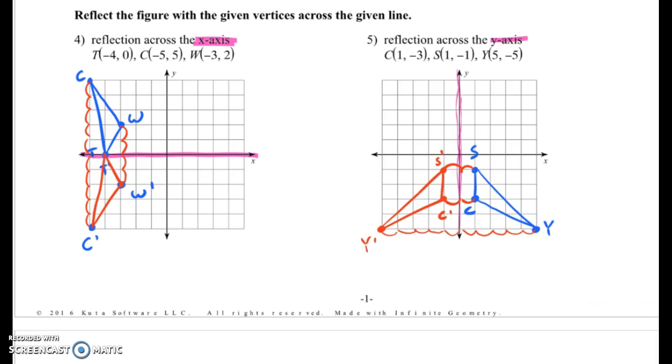So remember, the original is called the pre-image. It's there before. And the new one is called the image. This is our after.